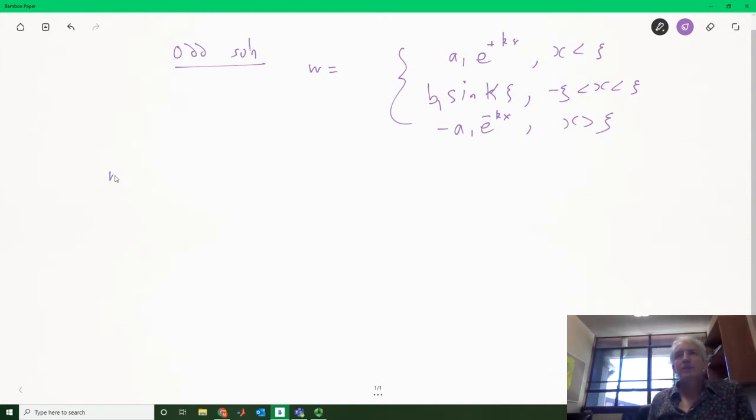Okay, and we match psi and its derivative at, we can either do it at plus or minus zeta. Once it matches at one, it'll match at the other. So we're going to get A1 e to the minus k zeta is equal to B1, and it's minus because we're matching at minus zeta. Oops, I should have a minus here, shouldn't I? Minus B1 sine kappa zeta, and then match the derivatives as well.